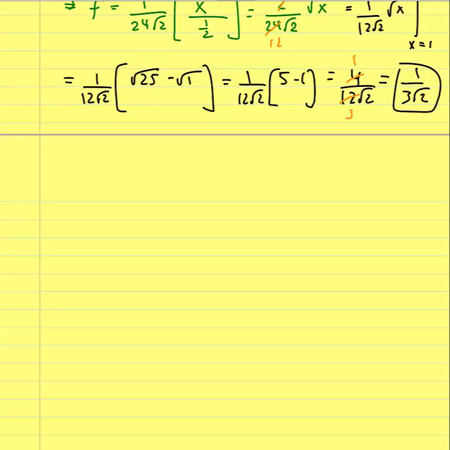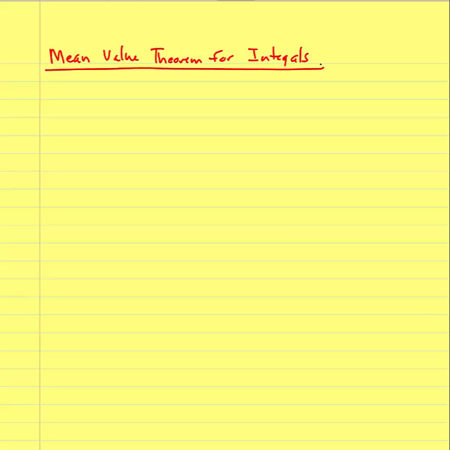Now one of the things that this is leading toward is a very exciting theorem. It's called the mean value theorem for integrals. Now we've looked at the mean value theorem before, but now we're going to look at the mean value theorem for integrals. What the mean value theorem for integrals says is there has to be some value of c on the interval where I find this average value that will give me the exact height of that average value.